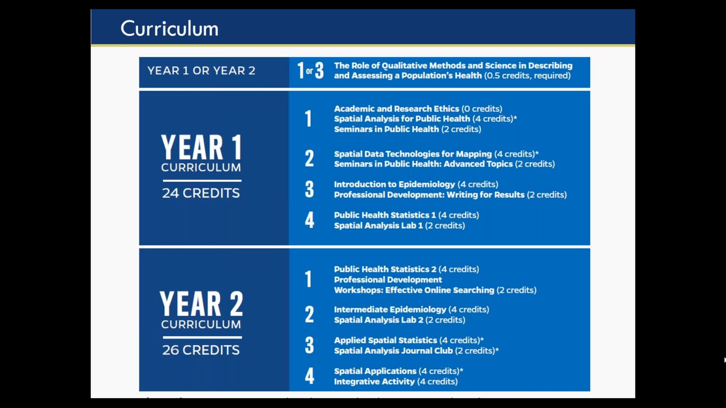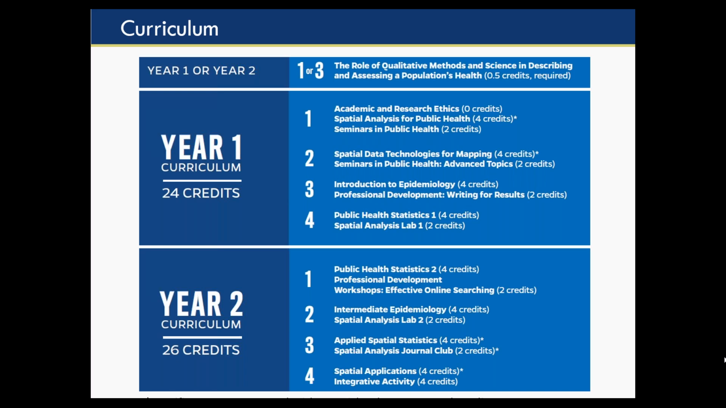That's year 1. In year 2, you will start off with a public health statistics 2 class, just following off of that one. And then in term 2, you have your second epidemiology class, and you also have a spatial analysis lab in there as well. And then in terms 3 and 4 of your last year, you'll take applied spatial statistics. Along with that, you'll also have a journal club class in spatial analysis.